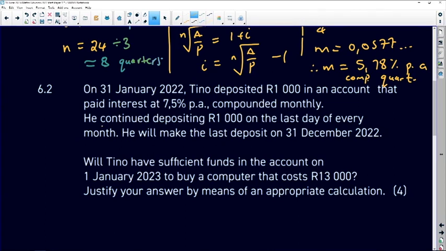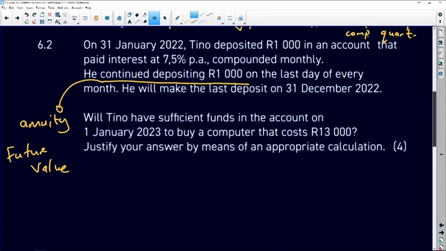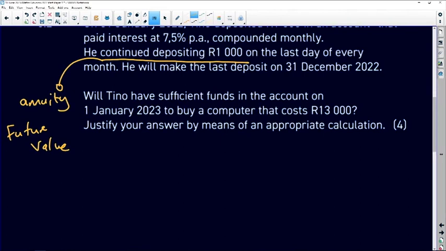Okay, cool. So this key word here, continued depositing 1,000 bucks, tells me that we are looking at an annuity. It's not a once-off deposit, it's multiple deposits. In this case, because we are raising wealth from nothing, it's going to be the future value annuity. Normally when you are building wealth from nothing by depositing the same amount into an account continuously, it's always a future value annuity. We're trying to find the sum of all those 1,000 rands and the interest that they will have accumulated.